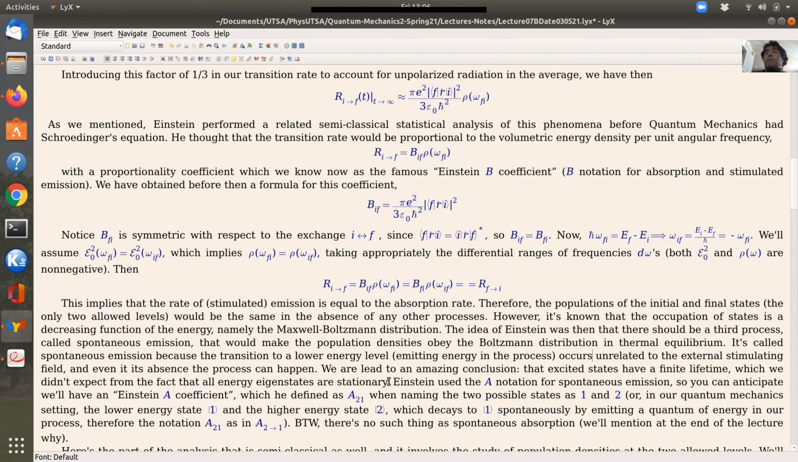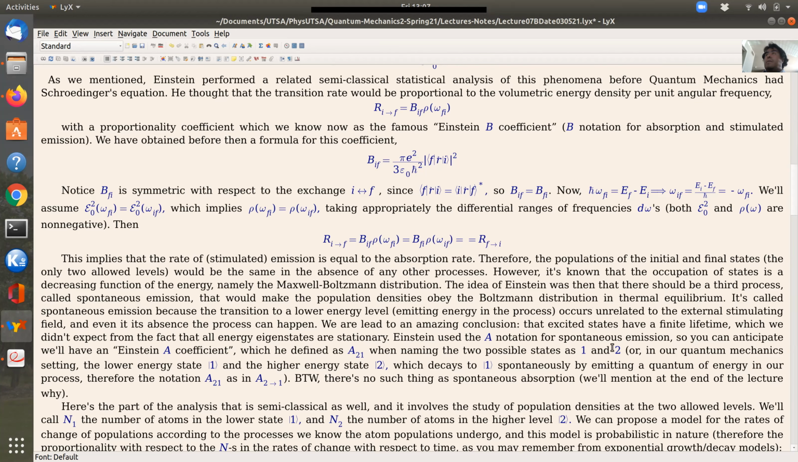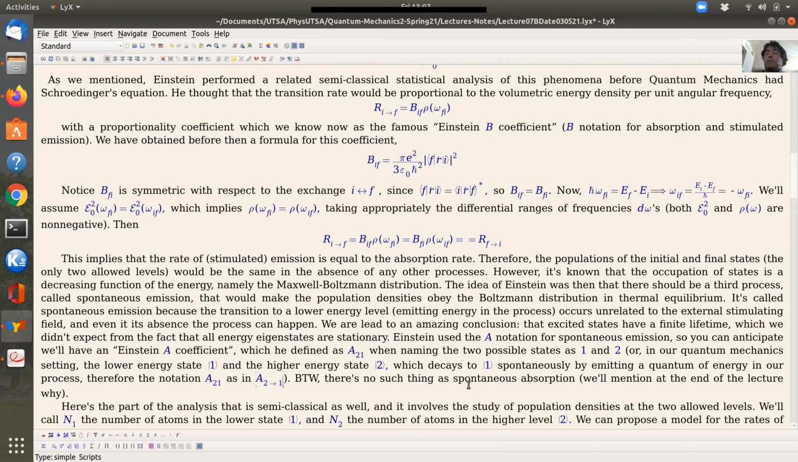Of course, this indicates the importance of confronting things with experiments, but there is also a new notation for this process. Einstein distinguished spontaneous emission from the others by using the letter A. So there's an Einstein coefficient, which he defined as A to I, where 1 and 2 are the two possible states in our black body or black box. The notation indicates that you go from the higher energy 2 to the lower energy 1, so this is the order involved. Again, the higher energy state decays spontaneously to the lower state 1, emitting a quantum of energy. So think of this A to 1 as A2 going to 1, with the arrow, but you write it like this.